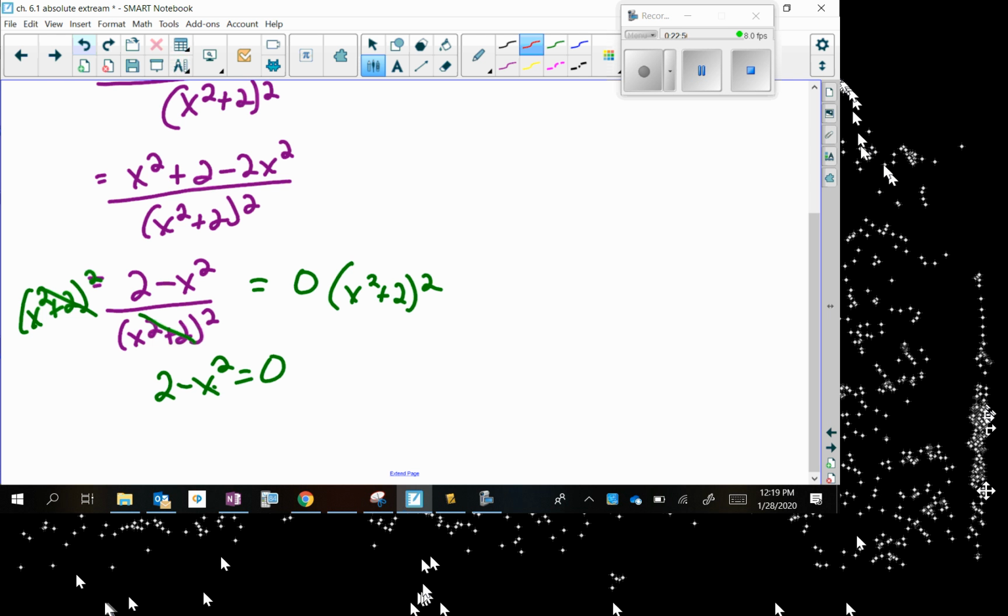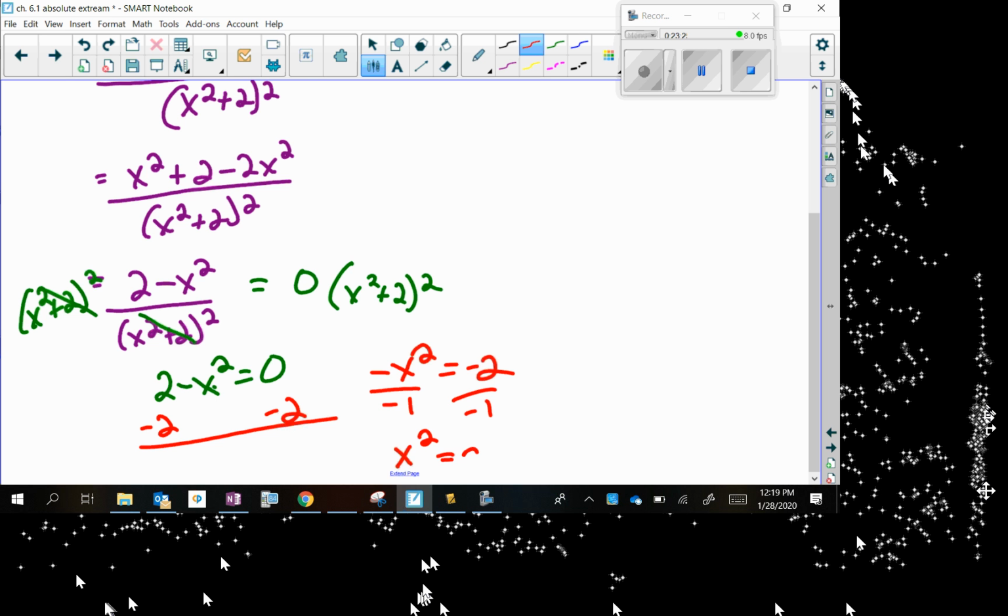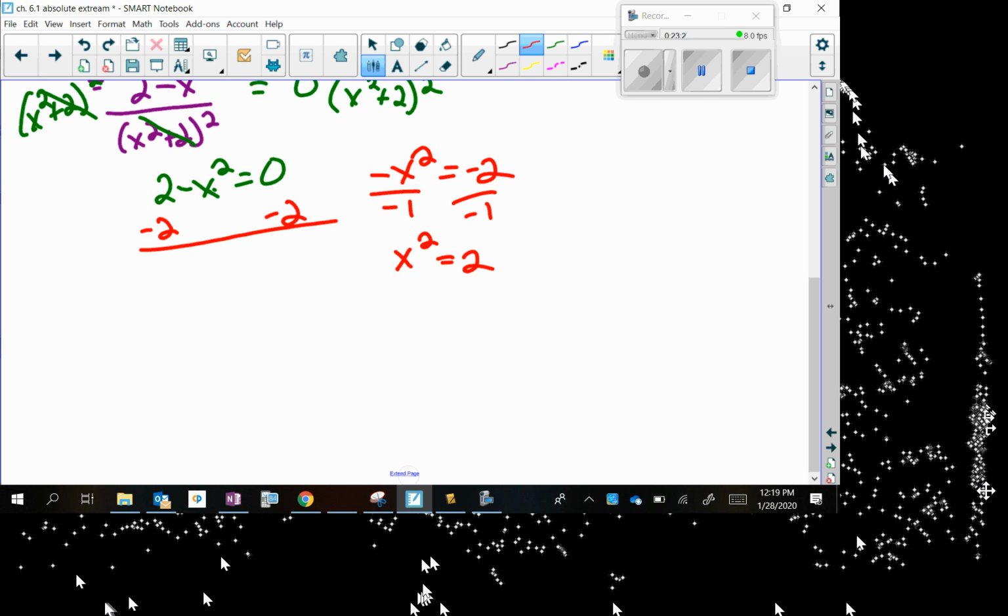So again, we're going to multiply both top and bottom by the denominator. We get here. How do we solve 2 minus x squared equals 0? What can we do, Molly? Yeah, we could go ahead and subtract 2, or again, we could add. So we get negative x squared equals negative 2, and then we divide by negative 1. Again, I would have just added the x squared over, but that's fine. So we get positive x squared equals positive 2. And now what do we do?